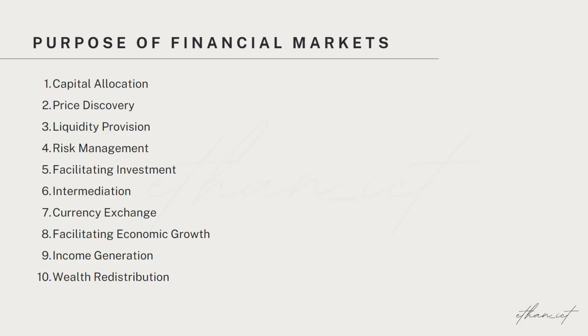Fourth is risk management. The function of risk management is that financial markets offer a range of instruments, such as derivatives, that allow participants to manage and hedge against various types of financial risks. The significance of the flexible risk management the financial markets provide is that effective risk management helps mitigate uncertainties, promoting stability and confidence in financial transactions.